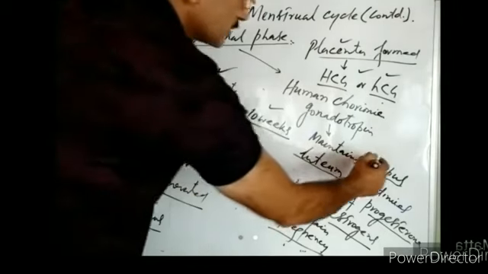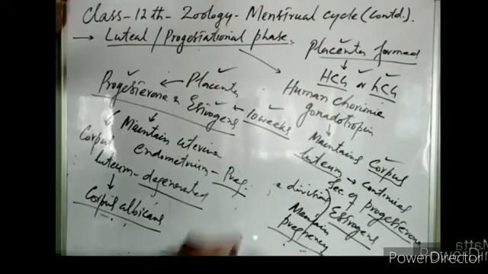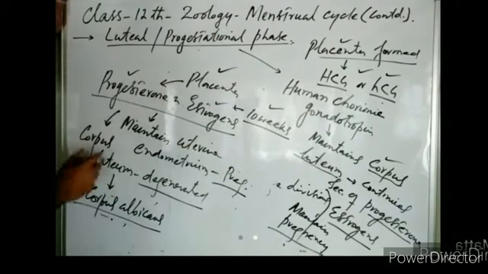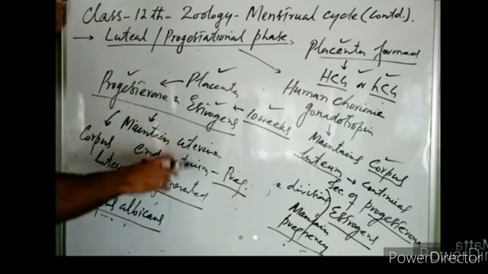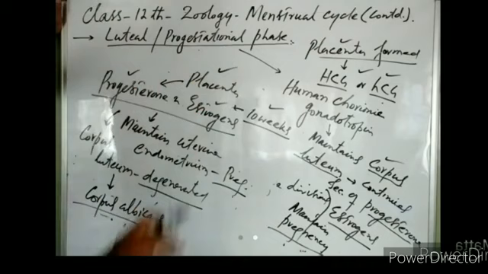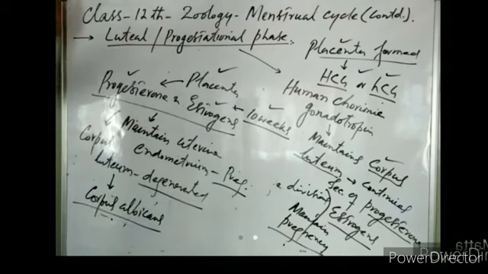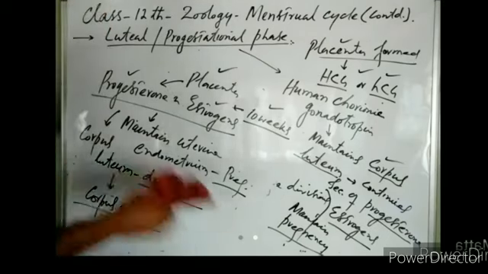And now corpus luteum starts degenerating because now corpus luteum is not needed, right? So when corpus luteum degenerates, it changes into corpus albicans, a scar tissue. And now its function is taken over by placenta itself. And placenta maintains the pregnancy for the remaining period of time, right? So this is one condition. Now, if the ovum is not fertilized, then what will happen? We will see that.